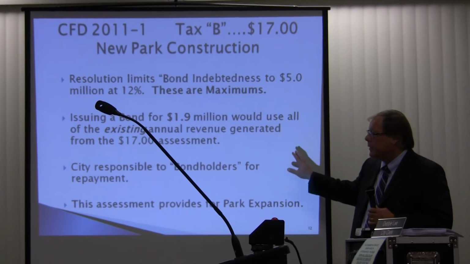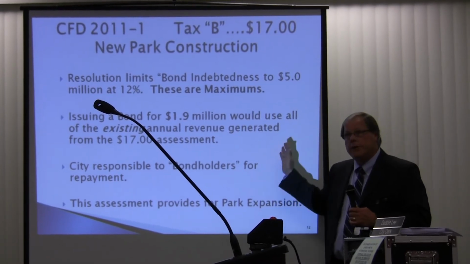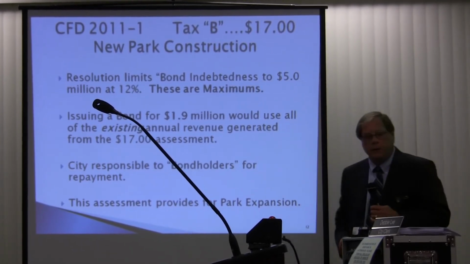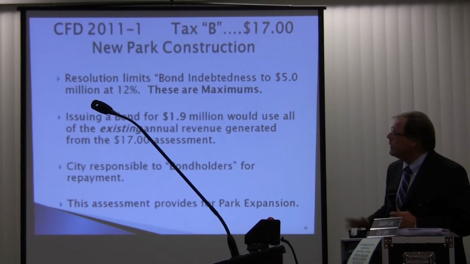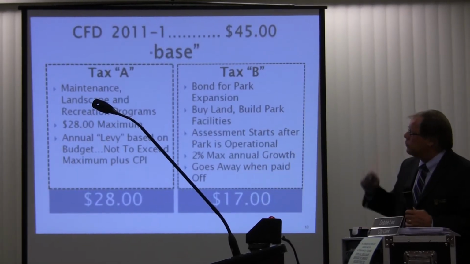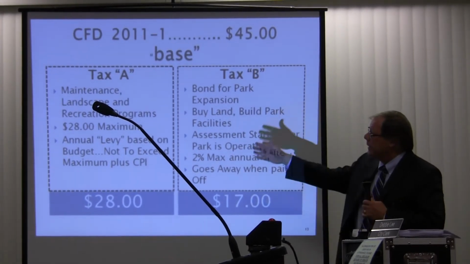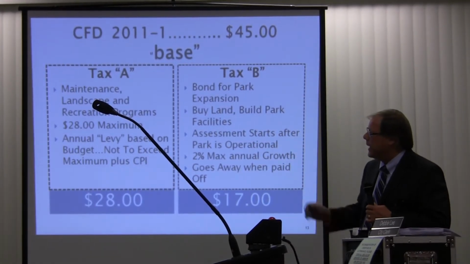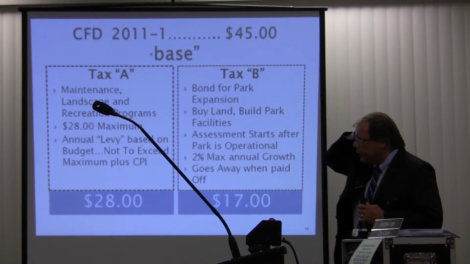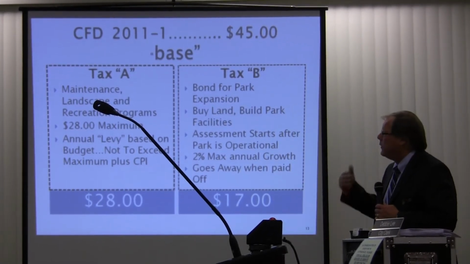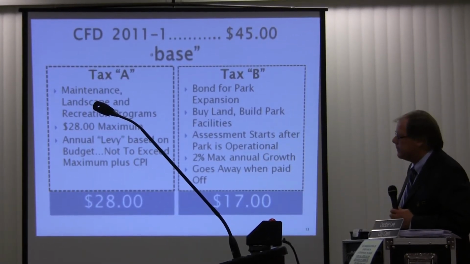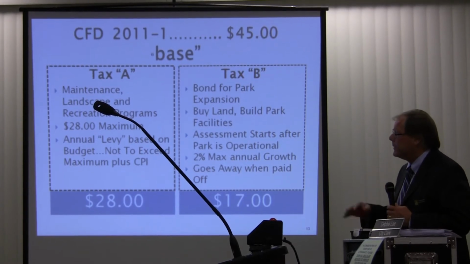So, tax B, that's the build portion, and that's for the new construction of parks here in the community, primarily on the east side. Go ahead. Just to show the two components side by side. Tax A, maintenance of landscape, recreation programs. Never had that feature before. $28 maximum base.